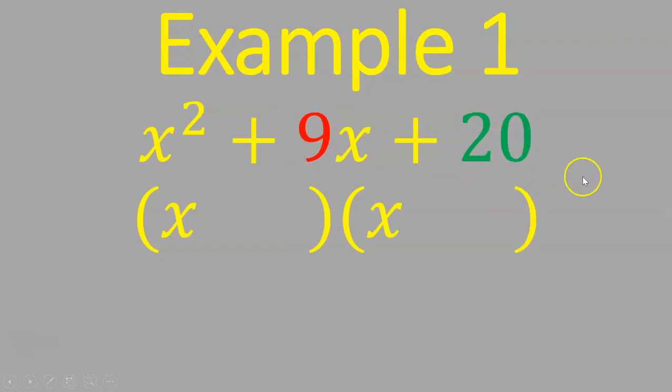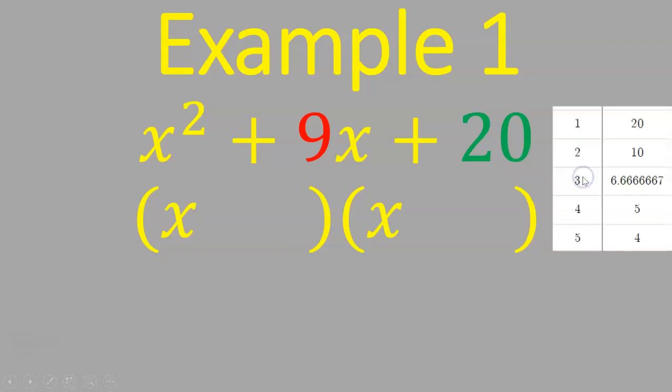Okay, so to do that, what a lot of people do is make a table. You can do it on your calculator, you can do it on Desmos, you can do it in some different places. But here we've listed the first several counting numbers and what they multiply to make 20. So 1 times 20 is 20, 2 times 10 is 20, 3 times this decimal is 20, so you're not going to consider that row. 4 times 5 is 20, and here's 5 times 4.